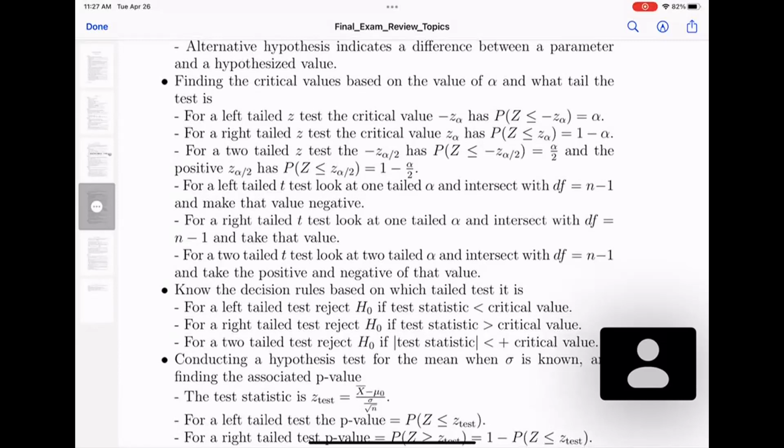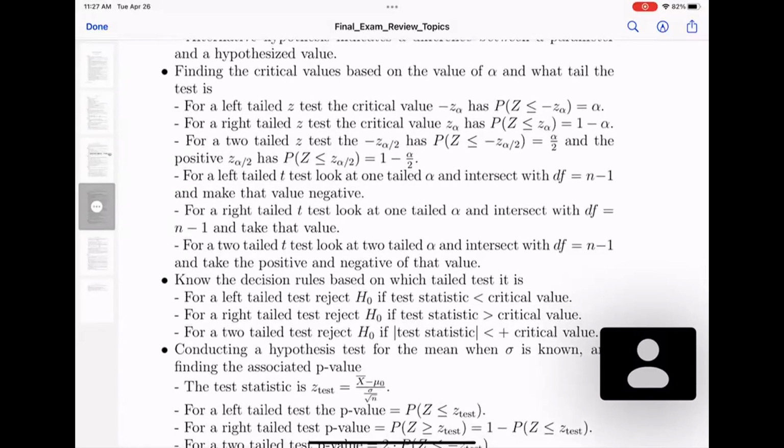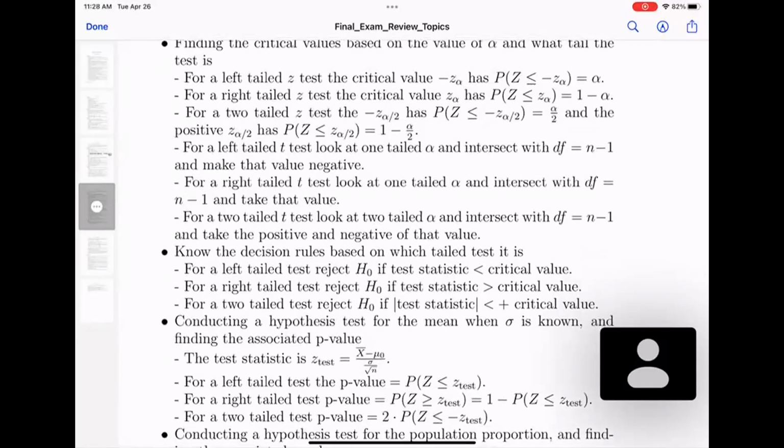Then the first section was all about, or I guess we'll talk about the critical values first. So finding the critical values based on alpha and what tail it is. I do this for a Z and a T. For a left-tailed Z test, that means the alternative is less than. The critical value, which is denoted minus Z alpha, has the property that the probability of Z being less than or equal to minus Z alpha is equal to alpha. So all you need to do is look at the corresponding area to the left of alpha, and then find the corresponding Z score with that area to the left. Does everyone remember that?